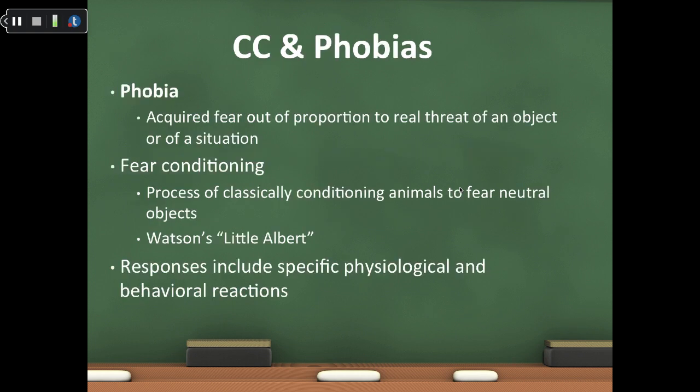Okay, so classical conditioning is also implicated in developing phobias or fears. A phobia is an acquired fear out of proportion to the real threat of an object or of a situation. And this happens through fear conditioning, or classically conditioning animals to fear neutral stimuli. And so little Albert's fear of white fluffy things can be described as a phobia. The fear is out of proportion to the threat of the object. And typically in phobias, the responses to the object include specific psychological and behavioral reactions, such as crying or jumping or heart rate increasing. So there are specific things that are associated with it.